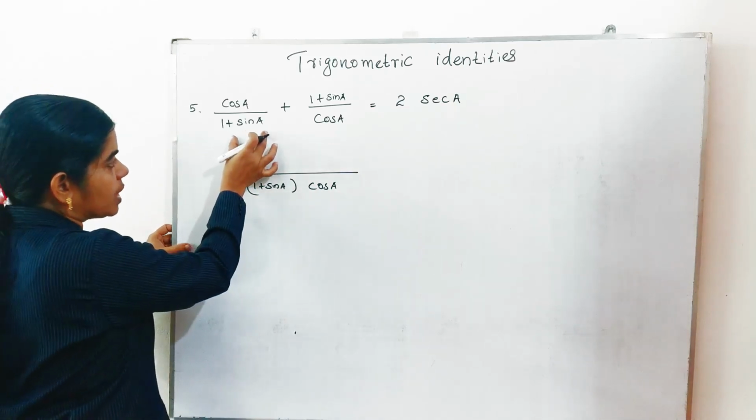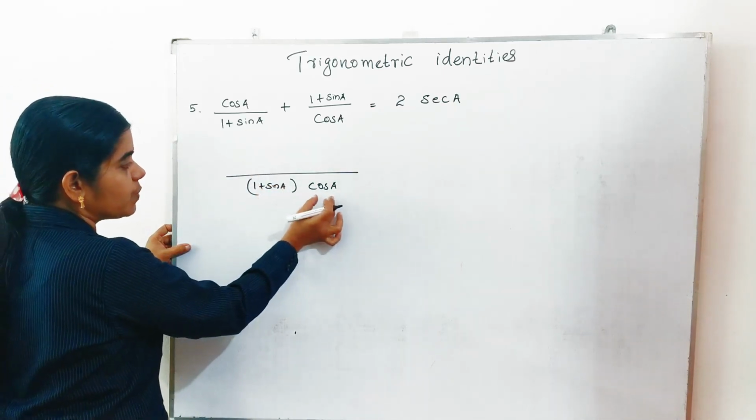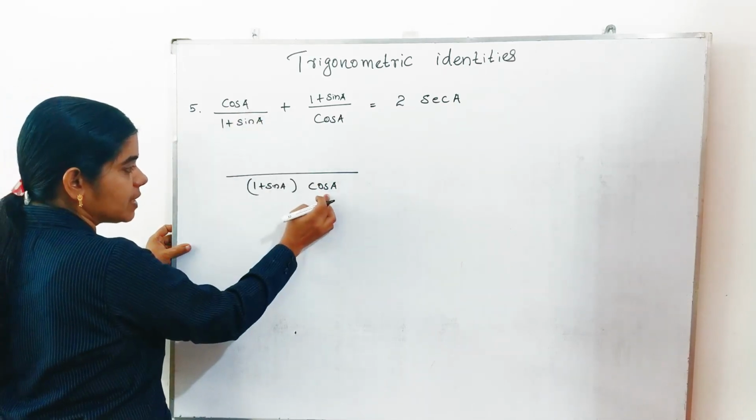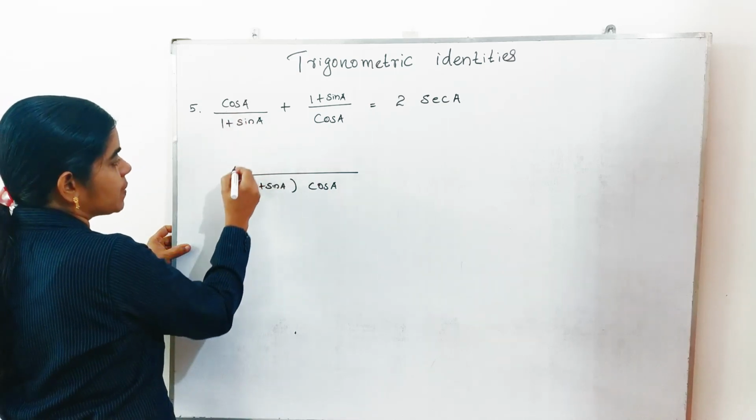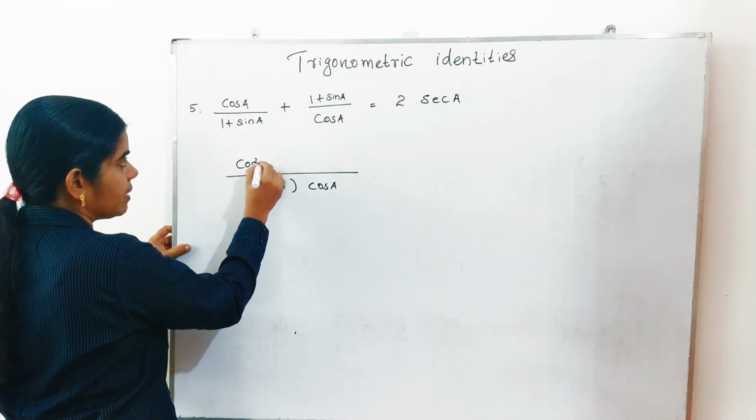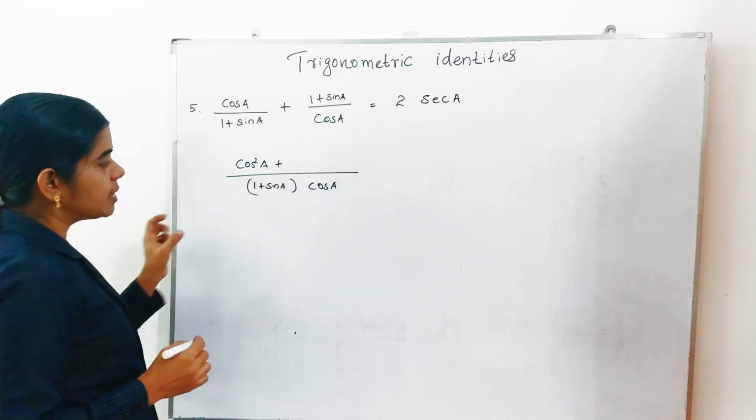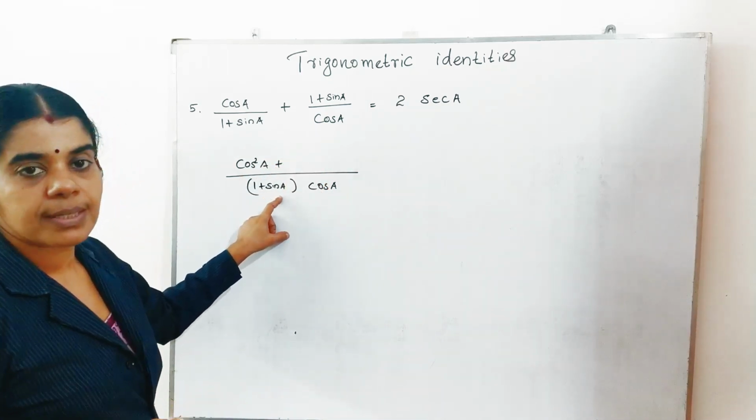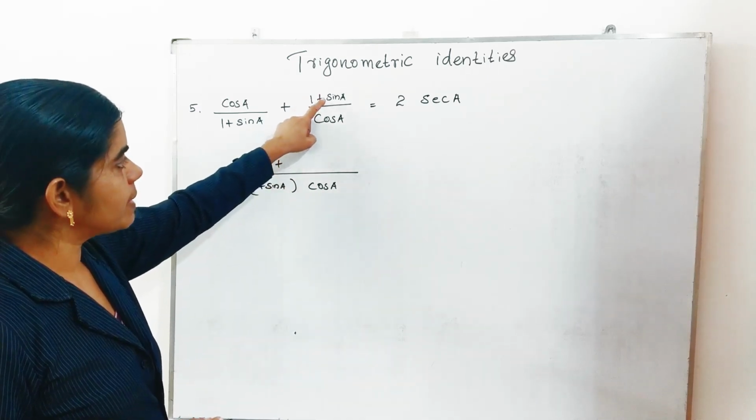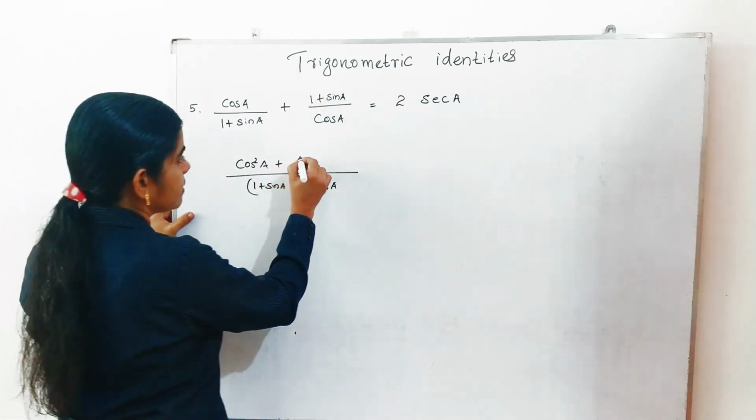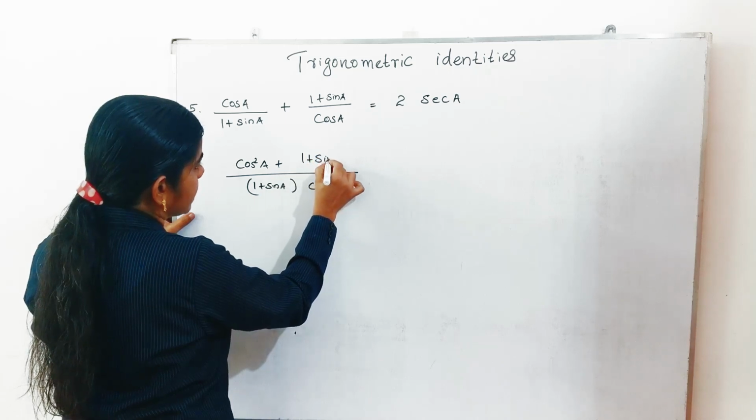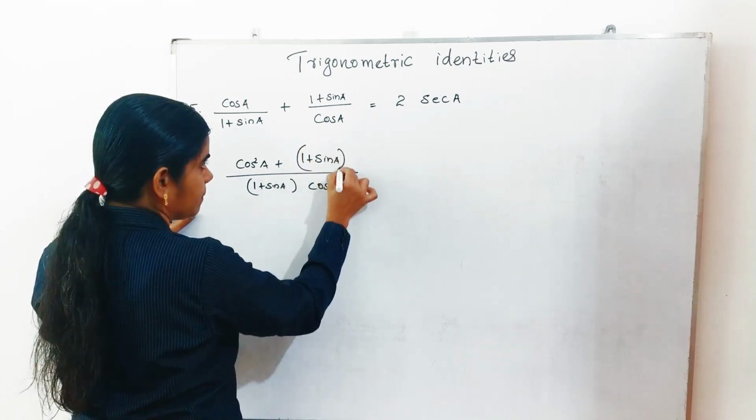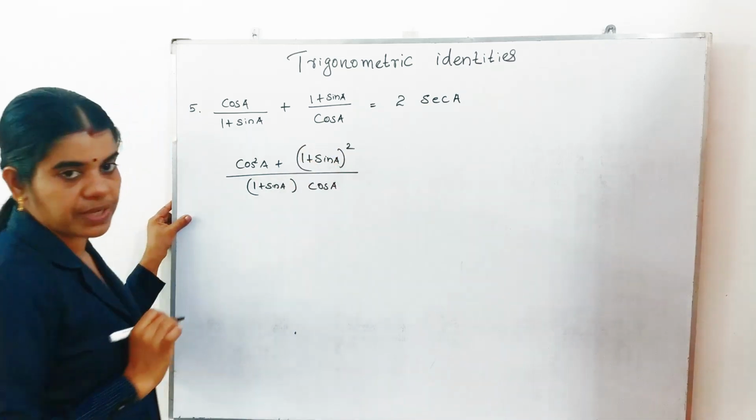Then in the first case, 1 plus sin A is the denominator, so you multiply the numerator with cos A. So cos A into cos A, you will get cos square A. Plus, here cos A is the denominator. In the LCM, the remaining factor is 1 plus sin A. So 1 plus sin A into 1 plus sin A will be 1 plus sin A whole square. This is our first step.